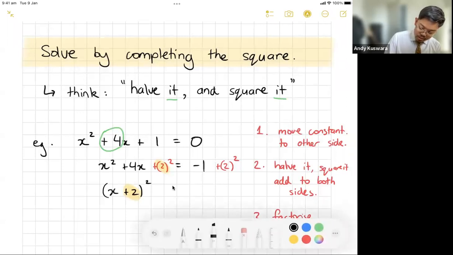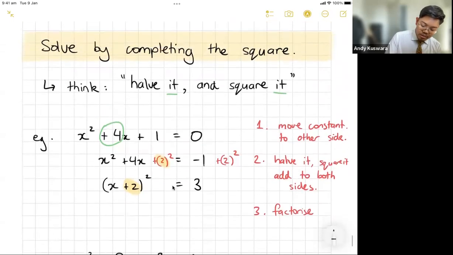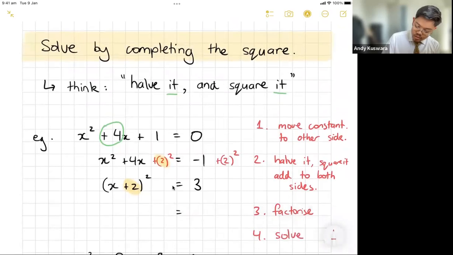But then let's clean up the other side. What's minus 1 plus 4? That just becomes 3. Now, the way that we would continue solving for this is now we take the square root of both sides, and I'll label this fourth step as just solve. Yep. And I'm going to write factorize the perfect square. Okay, that's the whole idea of completing the square.